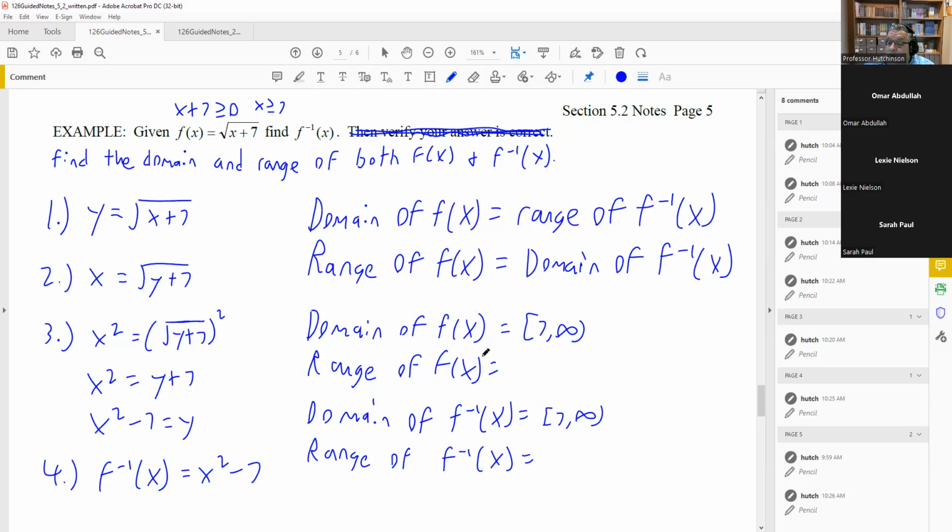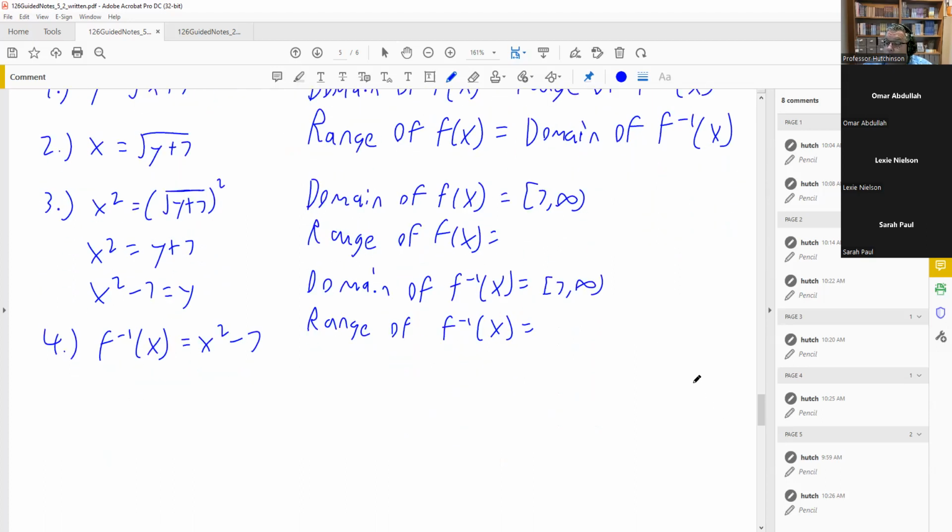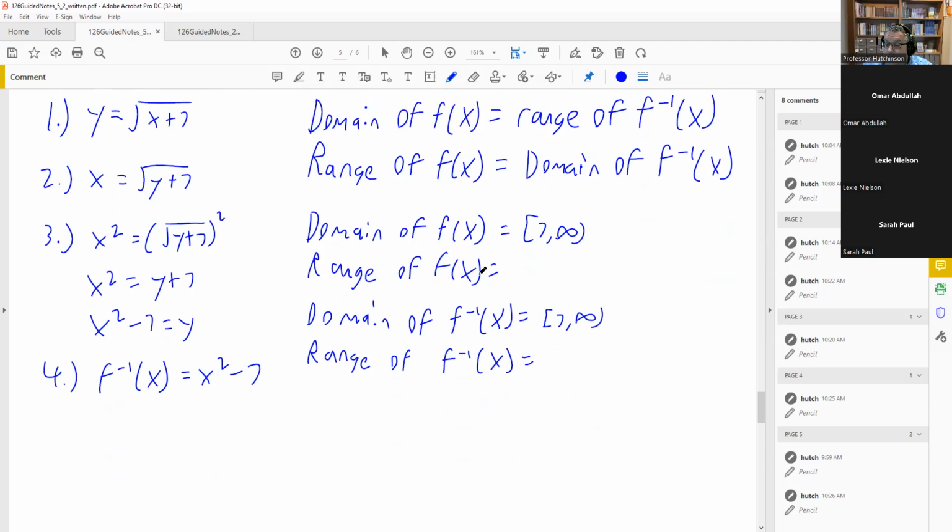Now, in order to find the range of f of x, I could look at the graph of it, or I could just find the domain of the inverse. And the domain of the inverse also would affect it. But let's go ahead. I think that'll be easier if we take a look at the graph. Now, I went ahead and I put the graphs down below. We're going to come back to this in a second.